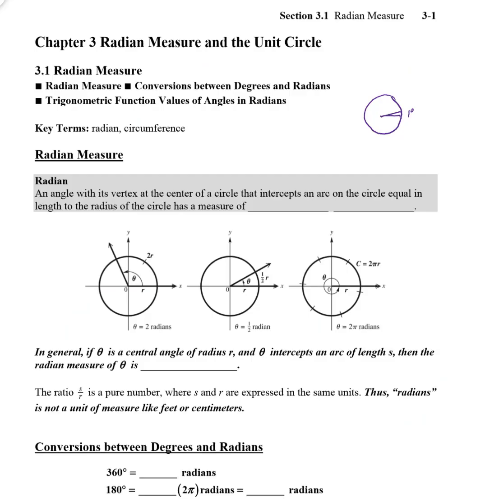Coming back to section 3.1, we see that a radian is much larger than a degree. Looking at the definition of a radian, an angle with the vertex at the center of a circle intercepts an arc. We used S to describe the length of the arc on the circle. If the arc is equal in length to the radius of the circle, the angle has a measure of 1 radian.